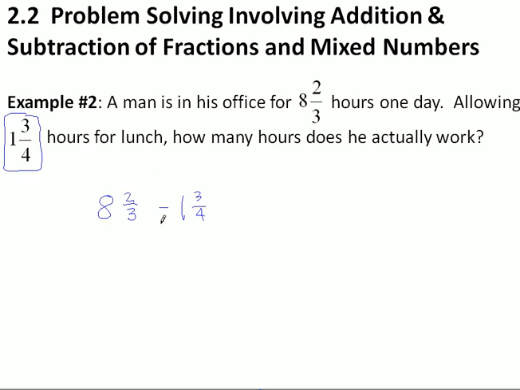Alright, these are both mixed numbers. You remember there are two ways that we can attack this. We can leave them as mixed numbers, or we can convert them both to improper. I'm going to do it both ways.